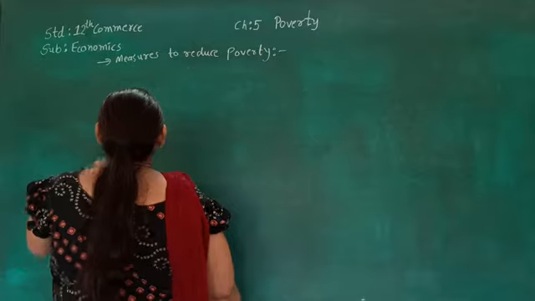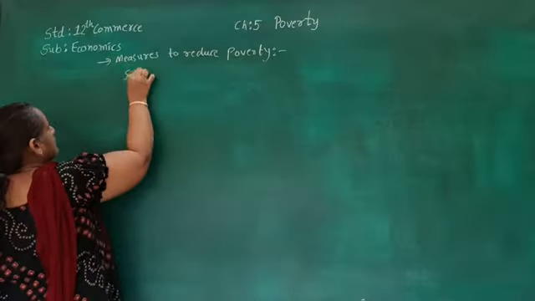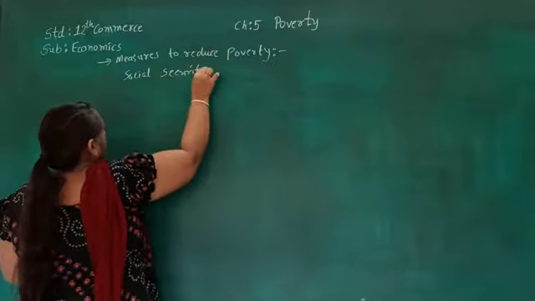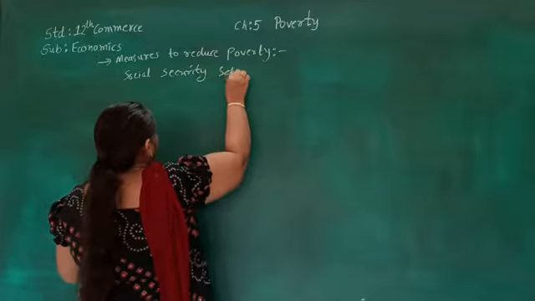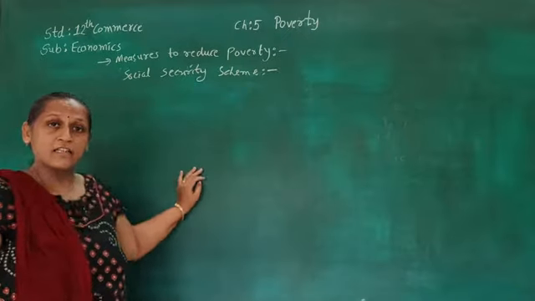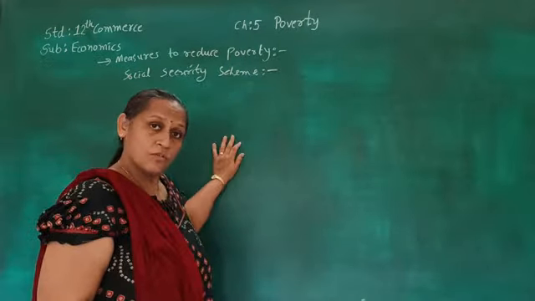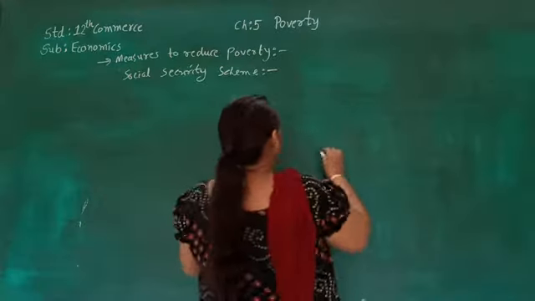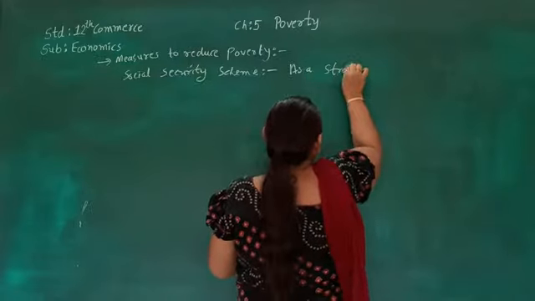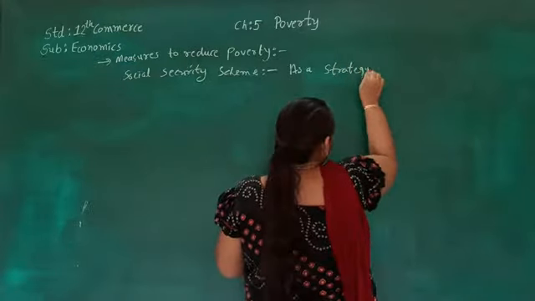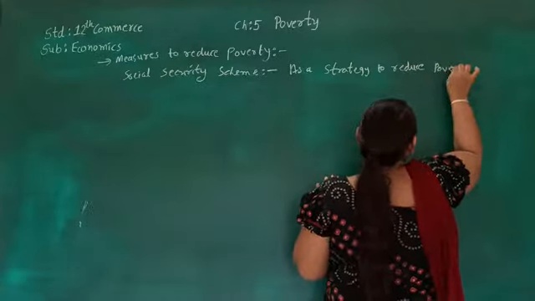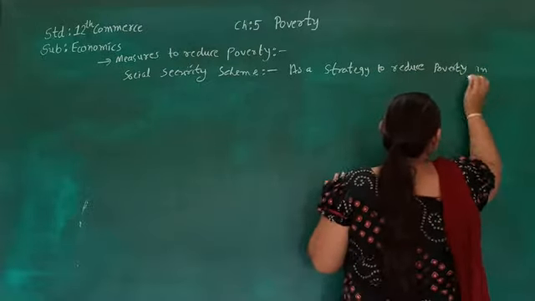So the next measure to reduce poverty is the Social Security scheme. Here, as a strategy to provide security to unorganized labor, a strategy to reduce poverty in India.